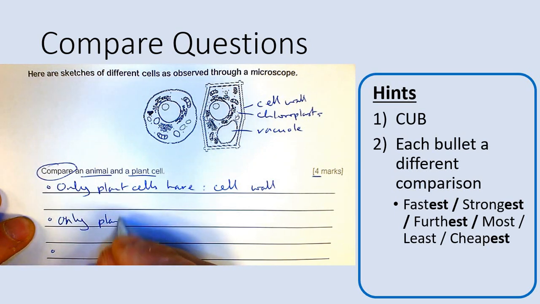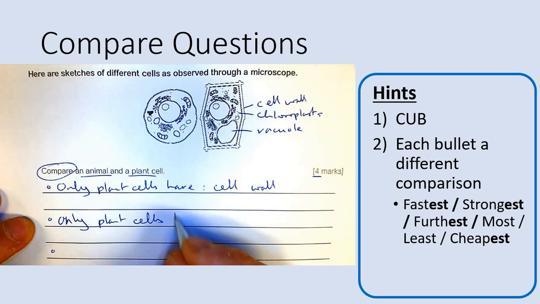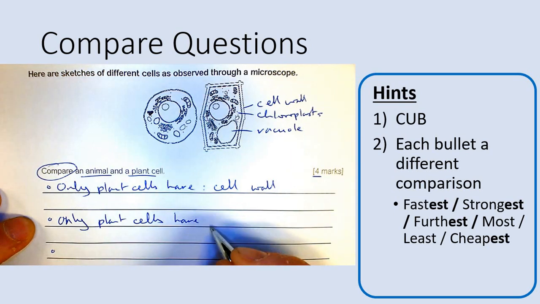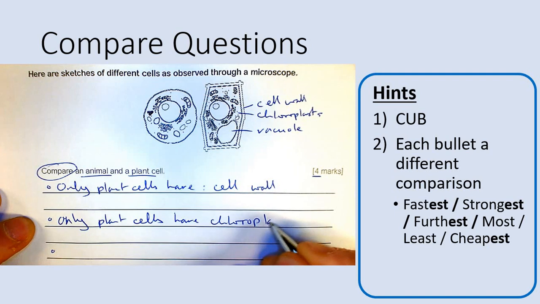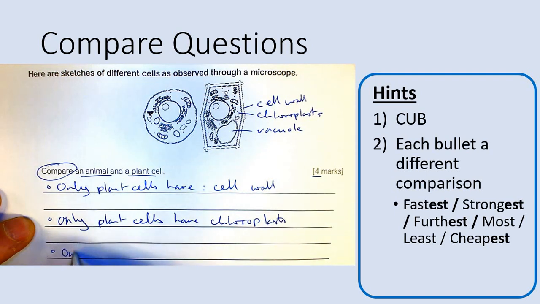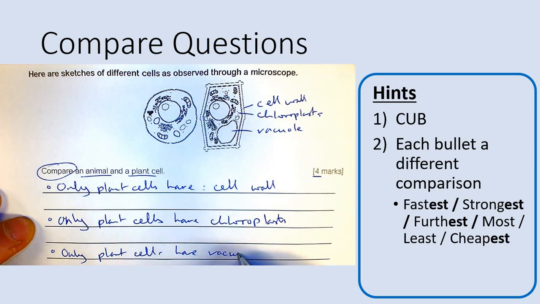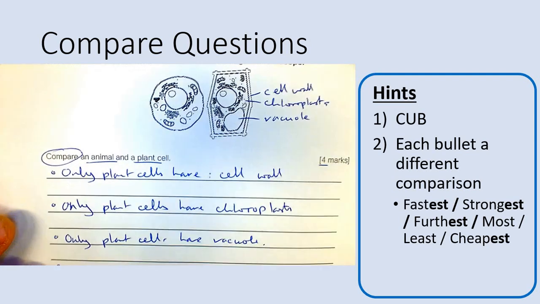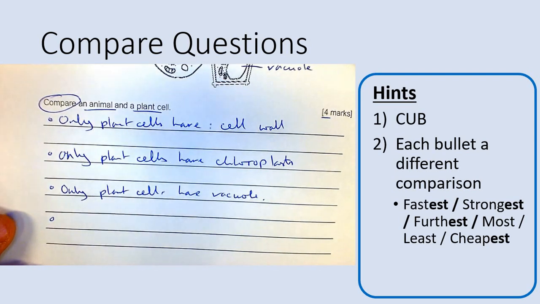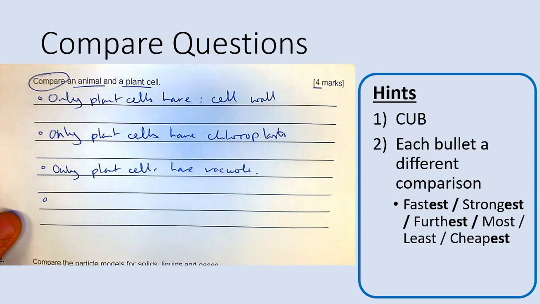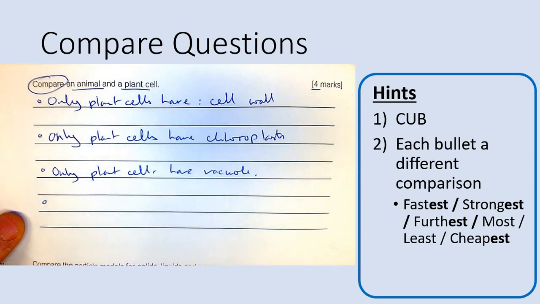Only plant cells have chloroplasts. Only plant cells have vacuole. I've got to be careful here to make sure that I say only plant cells, because it has to be a comparison. If I just said plant cells have a cell wall, that's not enough, because I haven't suggested that animal cells do not.